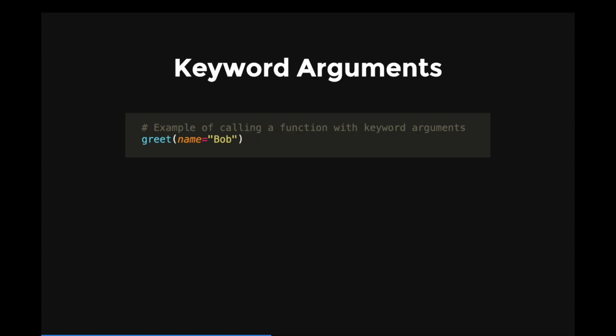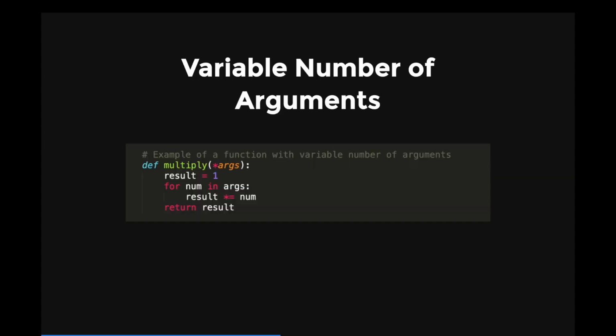Keyword arguments. Python also supports passing arguments to functions by keyword, allowing you to specify which parameter each argument corresponds to. So in the previous case, if I want to call the function greet and say the variable that I want to pass is name and I want to assign a value Bob. This is helpful when there are multiple parameters and you want to specifically pass a parameter and skip the others.